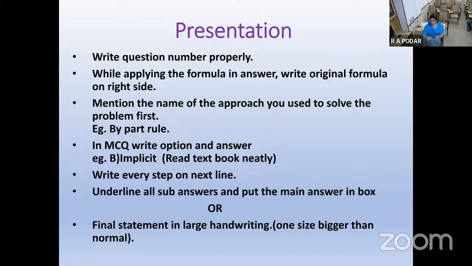Write every step on the next line. Some persons have large handwriting, so you will skip 1 line and go on the 3rd line. That's better for the examiner's understanding. Underline all sub answers and put the main answer in a box. When you solve a question, there are a number of answers, 2 or 3 sub answers, and then you have the main answer. So you can just underline the sub answers and box the main answer, so the examiner will understand your answer properly. Write your final answer in big handwriting.